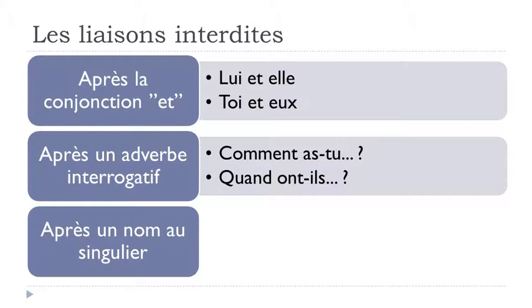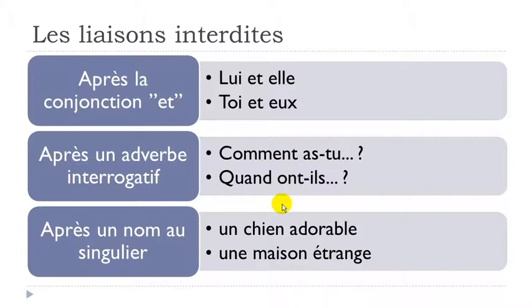And then remember that if you've got a noun, and if this noun is at the singular form, then you shouldn't make the liaison. Like here, for instance, un chien, a dog, adorable. Okay, here it would be tempting to do it, but then no liaison. So un chien adorable. Okay, same thing here. Une maison étrange. Okay, house, and then étrange, strange. Une maison étrange, un chien adorable. Okay, remember, you shouldn't make any liaison here after this word and after this word.